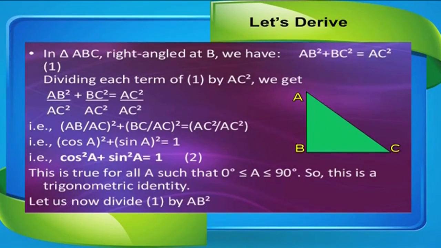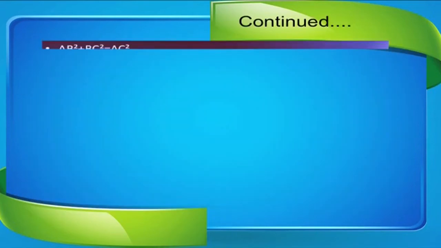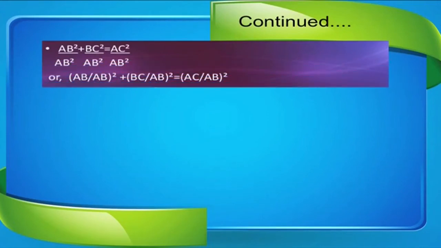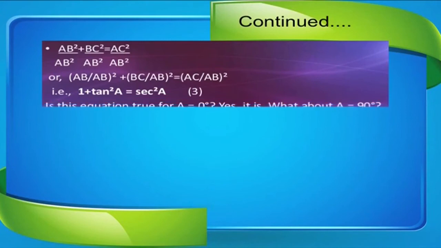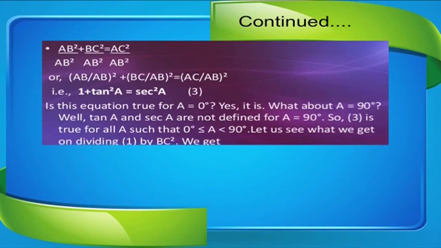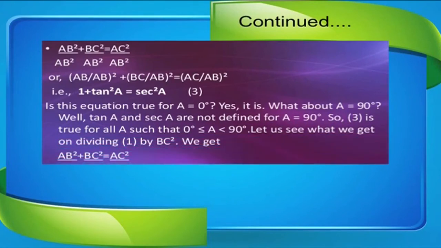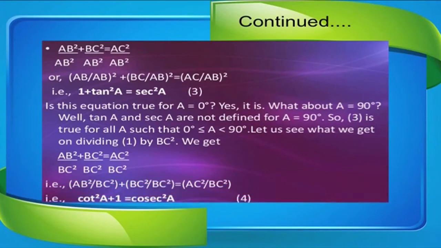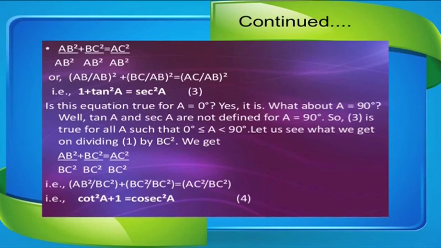So this is a trigonometric identity. Let us now divide equation 1 by AB square and let's see what we get. Now when we divide AB square plus BC square is equal to AC square by AB square, we get (AB upon AB) whole square plus (BC upon AB) whole square, which is equal to (AC upon AB) whole square. That is, AB upon AB is 1, BC upon AB gives us tan A, so tan square A, and AC upon AB gives us sec A, that is sec square A.